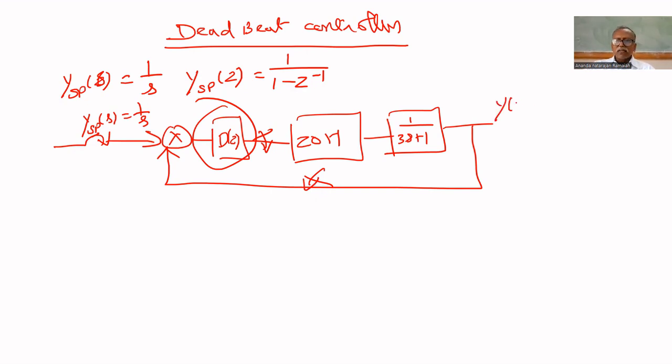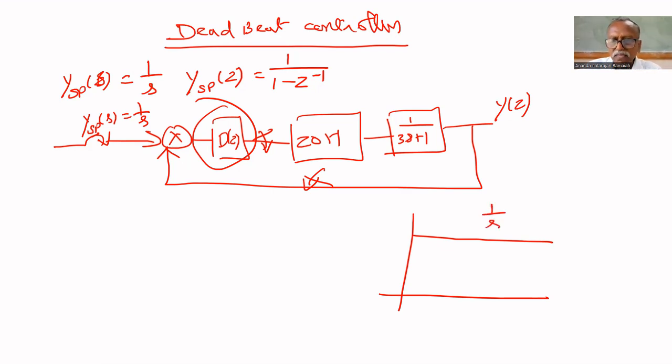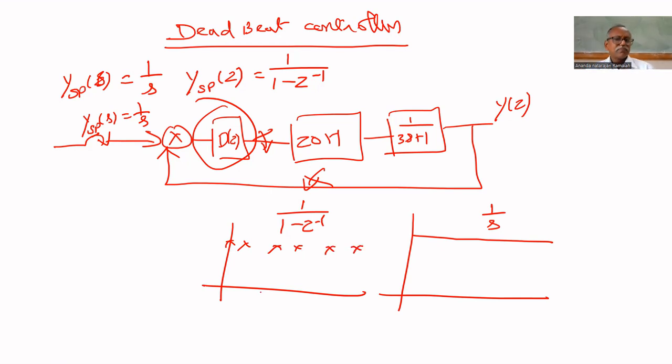Here, what is y of z? If I give a step input in digital form, it is 1 by 1 minus z power minus 1. If you plot it, it will be like this. This is the digital step input, 1 by 1 minus z power minus 1. If this is given, I am expecting a response like this.